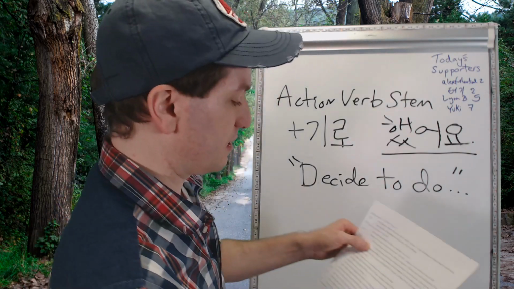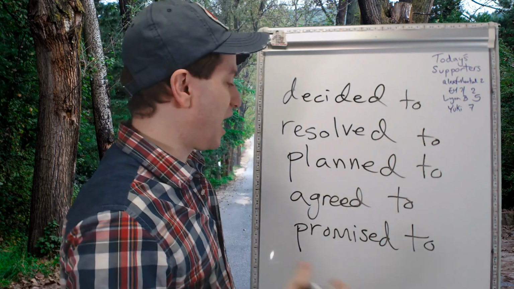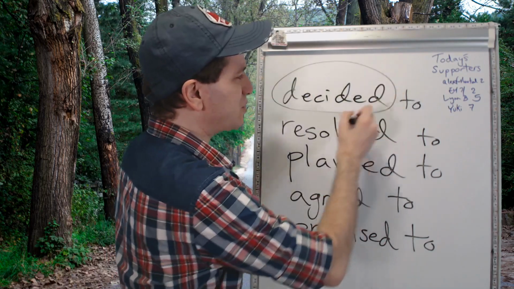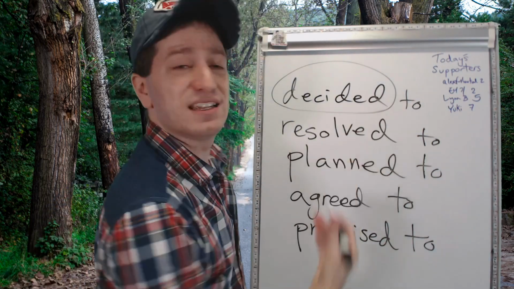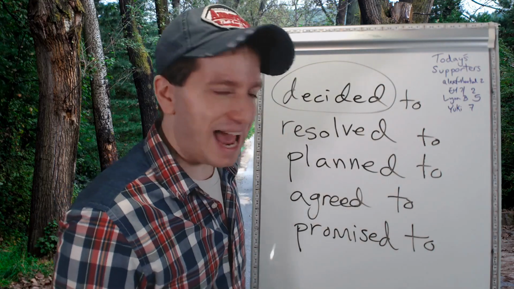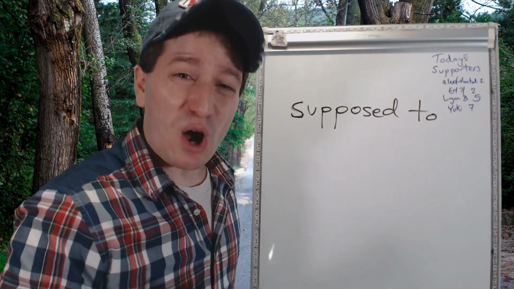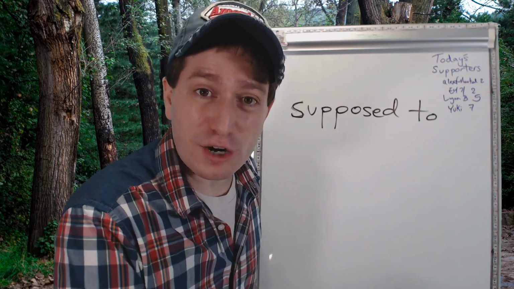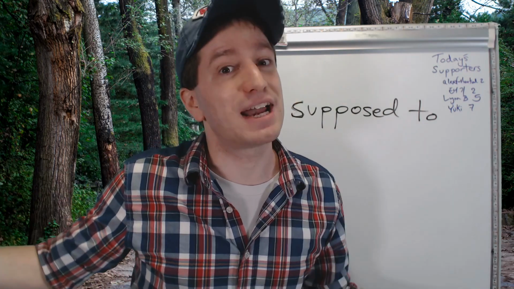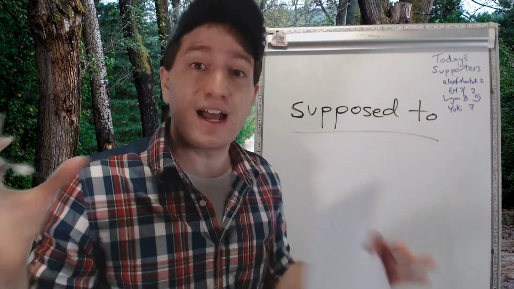Now, literally this form means decide to do, but depending on the context, it can actually translate a few different ways. So let me show you. I decided, I resolved, I planned, I agreed, I promised. Now, all of these kind of come back to a similar meaning of decide to do something, but I wanted to provide you some alternate translations you might see it as. There's even one more translation that's also very natural for this form. Supposed to. I decided to go to the park by 3 o'clock. I was supposed to go to the park by 3 o'clock, but I didn't go. Supposed to could be a very natural translation depending on the sentence.